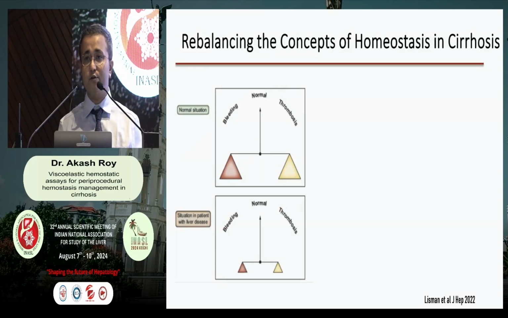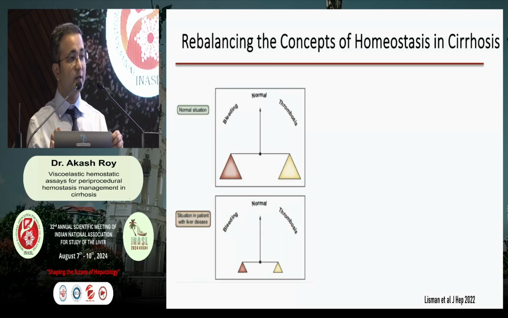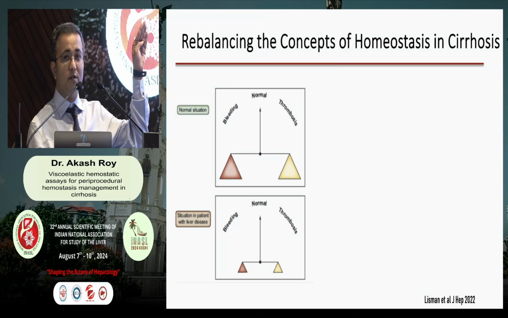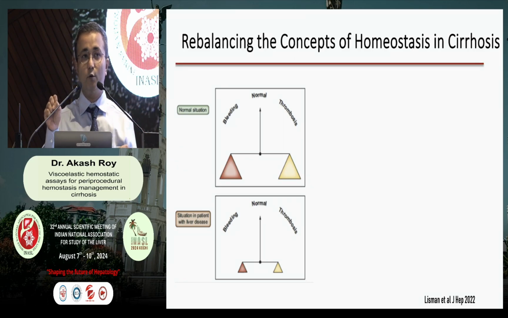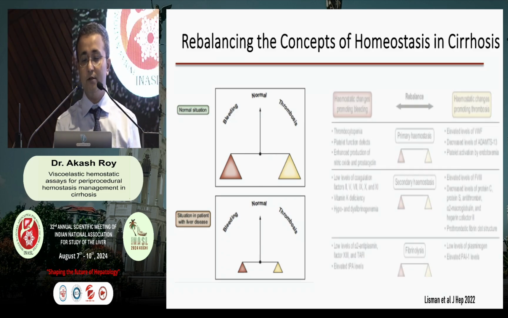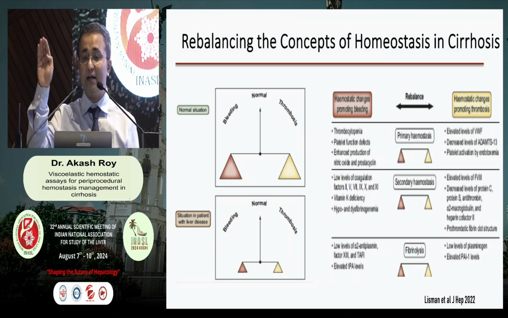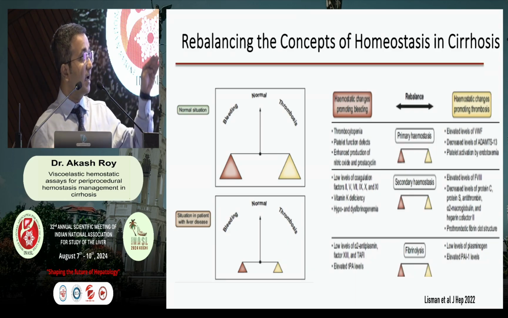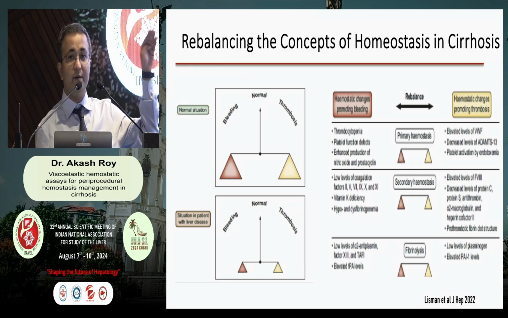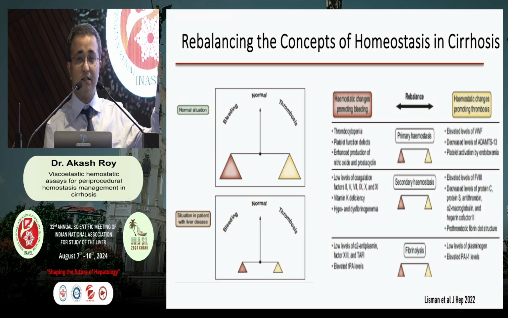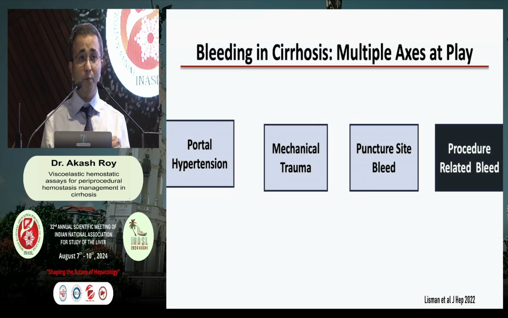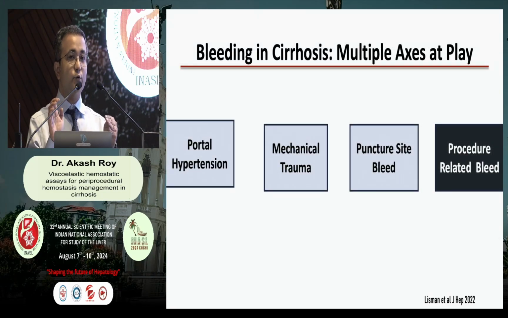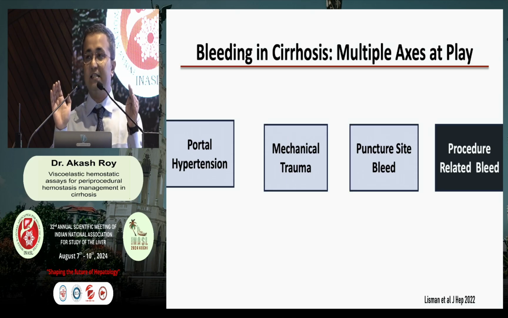When it comes to cirrhosis, we have a different problem. On top, we have a normal situation. When you have cirrhosis, both your factors are going down. And this is what's known as the concept of rebalanced coagulation. But the rebalance is at all levels. You have a rebalance at primary hemostasis, you have a rebalance at secondary hemostasis, and you have a rebalance at fibrinolysis.